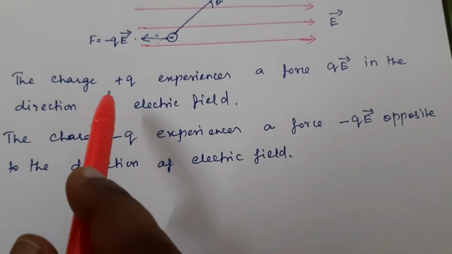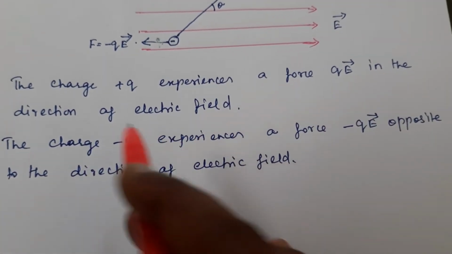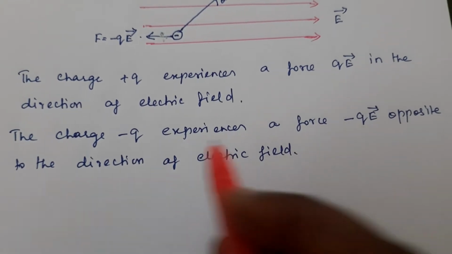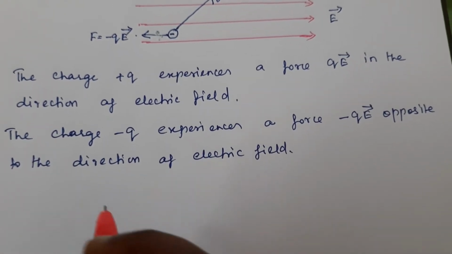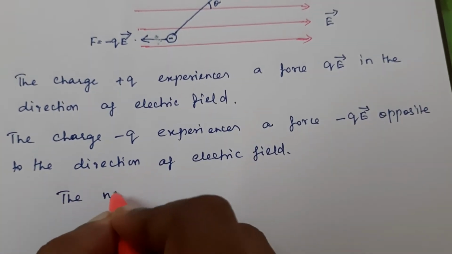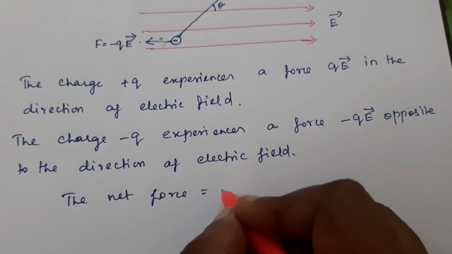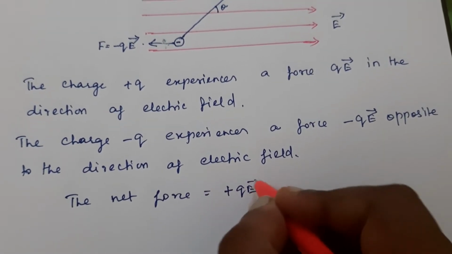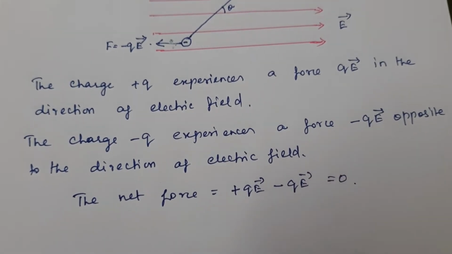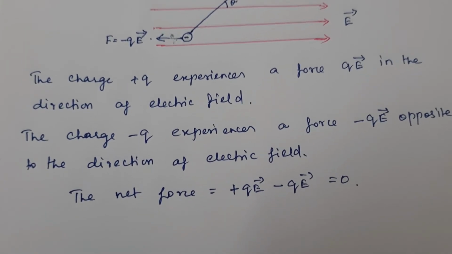So the charge plus Q experiences a force QE in the direction of the electric field. The charge minus Q experiences a force minus QE opposite to the direction of the electric field. So the net force is equal to plus QE minus QE, which is equal to 0. So the total force acting on the dipole is 0.